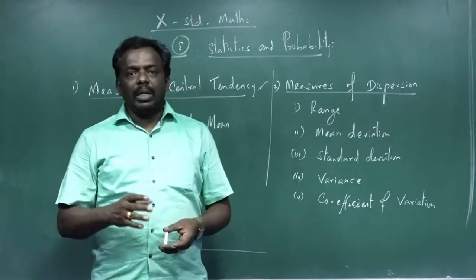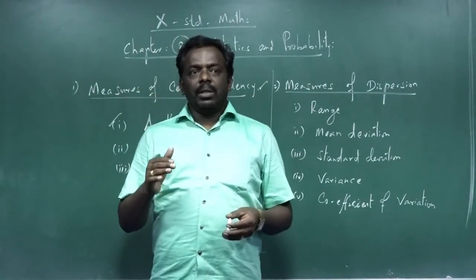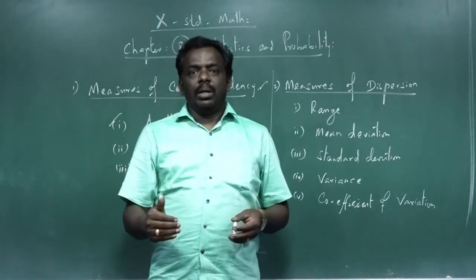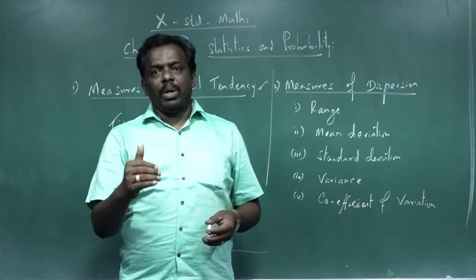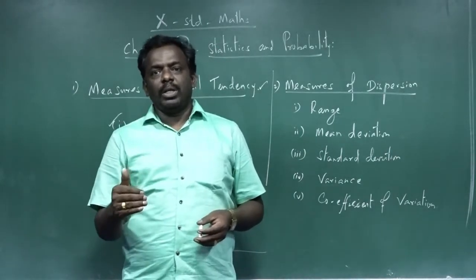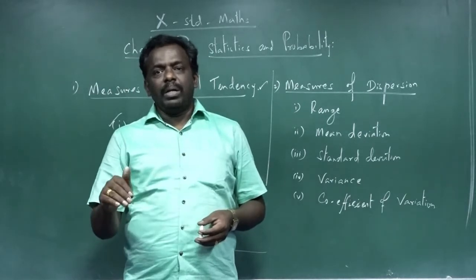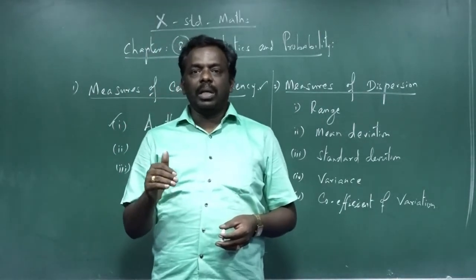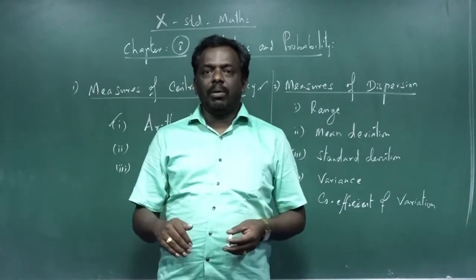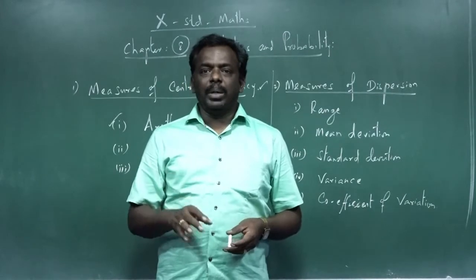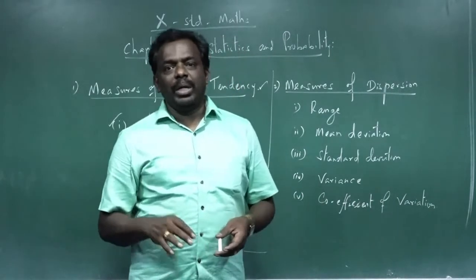For example, you can take our class average, subject average, by adding all the marks obtained by the students from one class. The number of students is 40. Adding all the 40 students' marks and dividing by the number of students, 40, we get the average. Average of the subject is called the arithmetic mean. Average is defined by arithmetic mean.